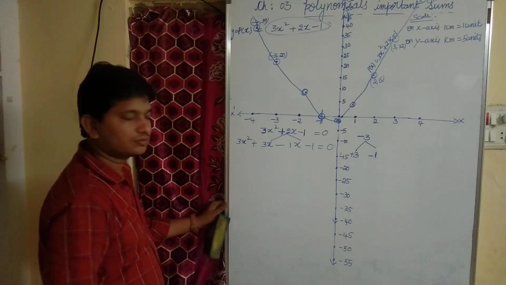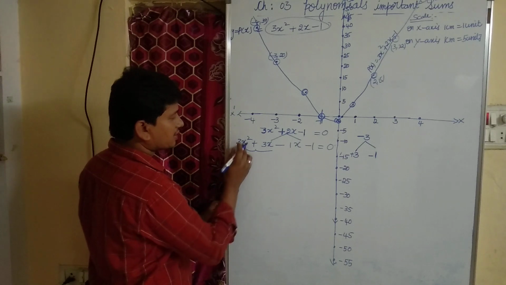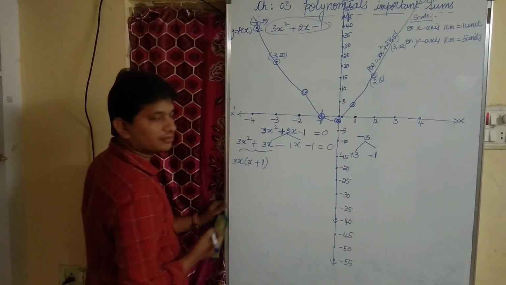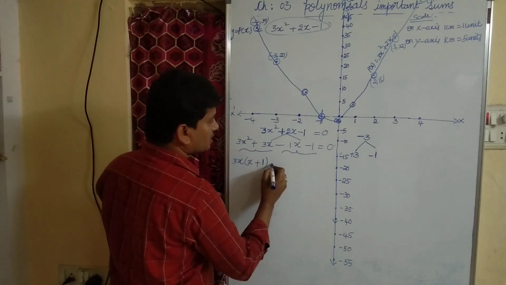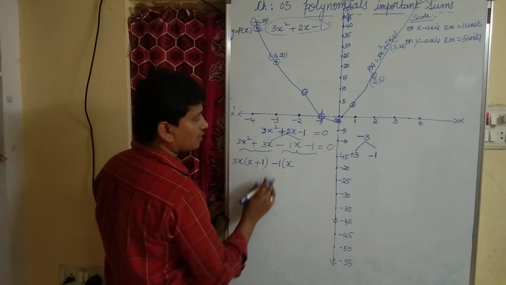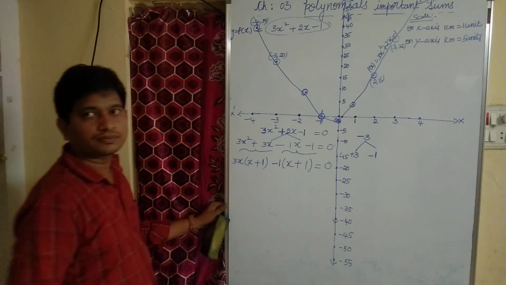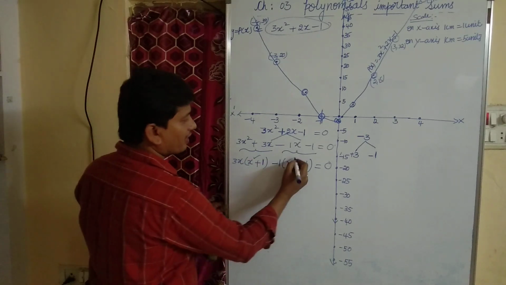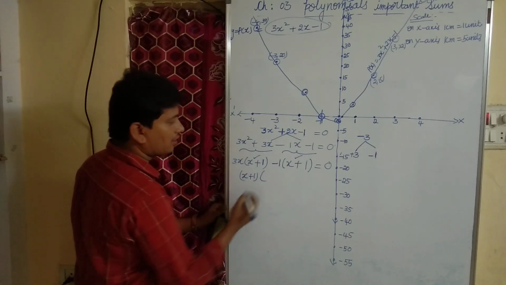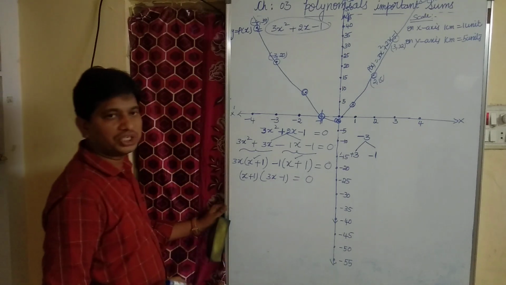to 0. Now from these two terms, I can take 3x as common. 3x into x, 3x square, plus 3x into 1, 3x. Now from these two terms, I can take minus 1 as common. Minus 1 into x plus 1. Here also I have x plus 1 and here also I have x plus 1. If I take x plus 1 as common, I will get 3x minus 1. That is equal to 0.